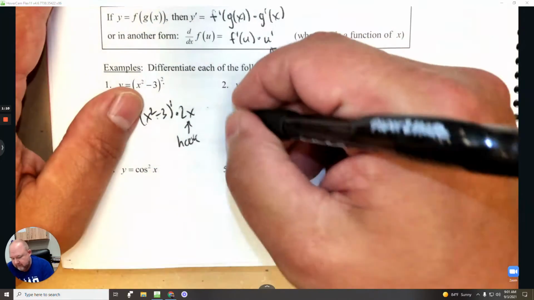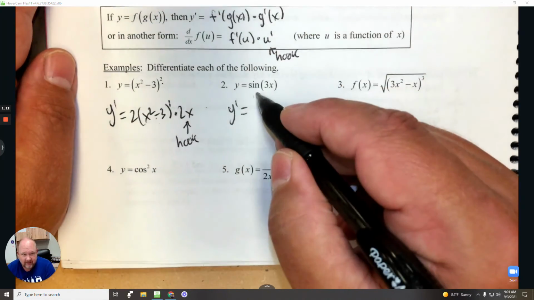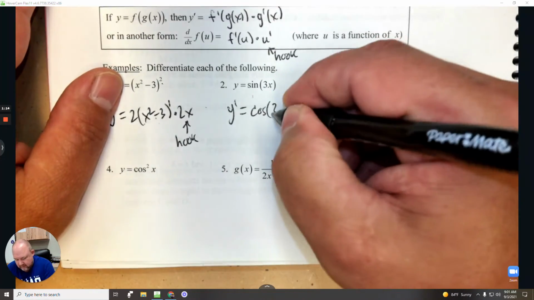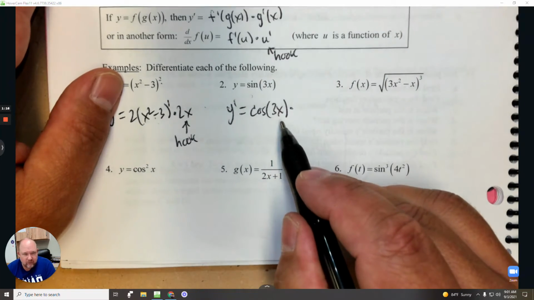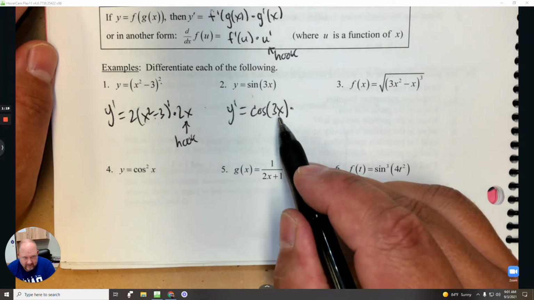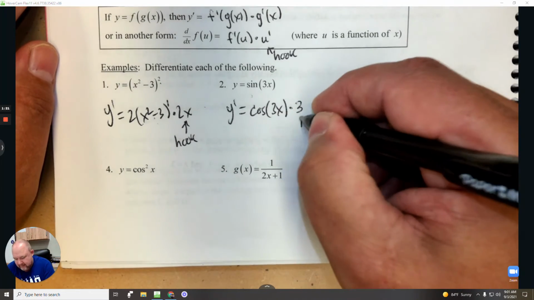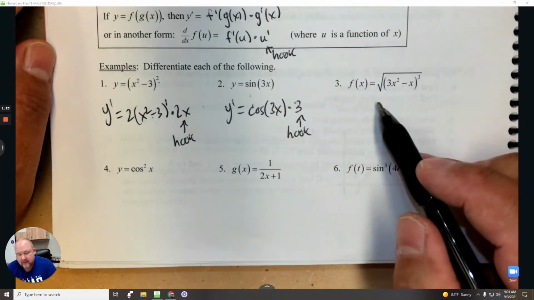Alright, so the derivative here, the derivative of sine is cosine. Write down 3x. And then the derivative of what's inside, 3x, that's 3. And again, that's called the hook.